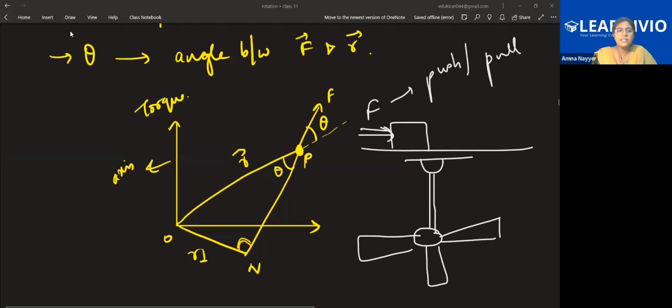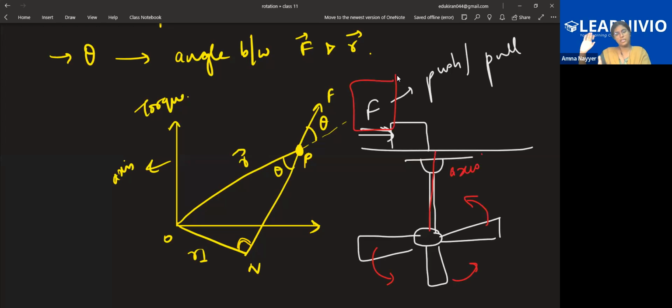Okay, so this is the case of a fan. Now, when these blades are moving, this acts as an axis. This force was our translational force, linear force. Now the force which is acting around this axis to make the blades move, because these blades always move in a circular manner, a complete circle. So this force which is acting in rotation around this axis is called torque.